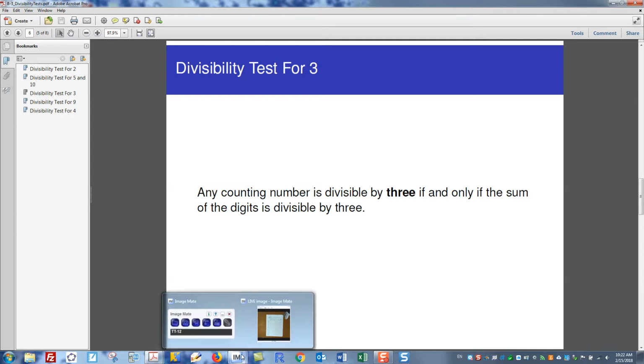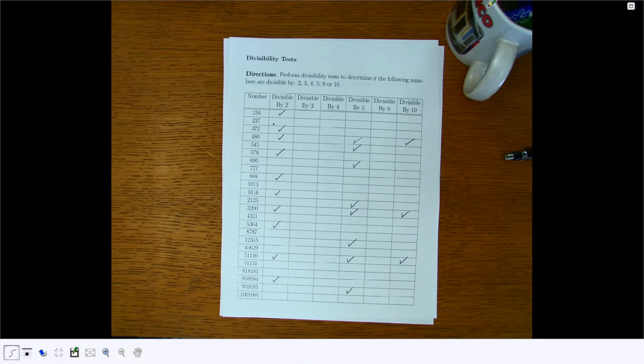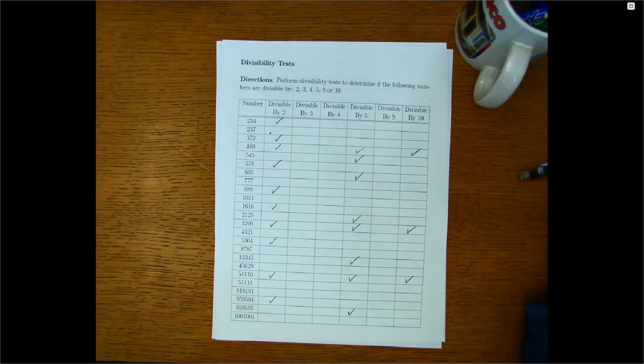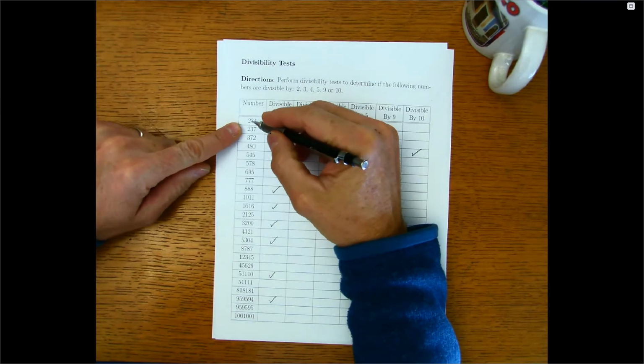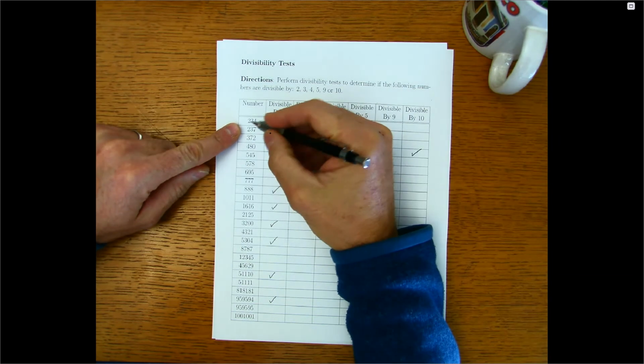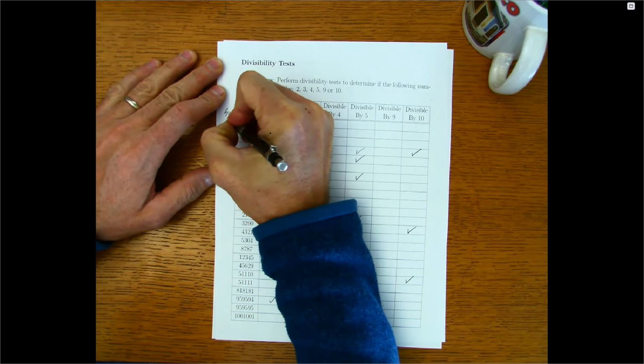Okay, so let's take a look at applying this, and then we'll take some time to think about why the divisibility test works. So let's take this first number, 234, and sum the digits. So 2 plus 3 is 5. 5 plus 4 is 9. So over here I'm going to write sum 9.